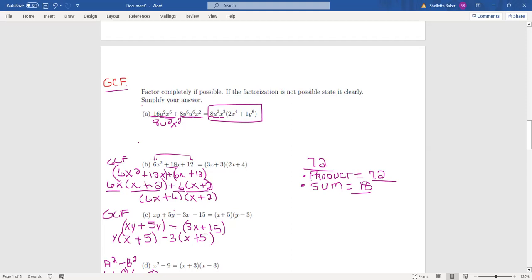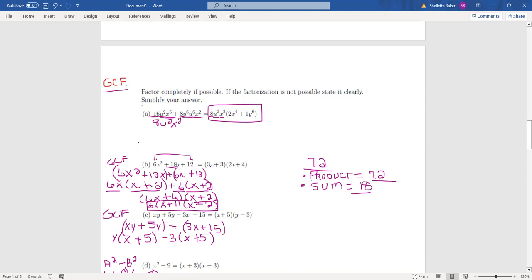Now notice that we can still factor from 6x and 6, we can factor out a 6. And that gives us x plus 1. And here we'll have x plus 2. So our final answer should be 6 times the x plus 1 times x plus 2. Now, if you factored another way, you should still wind up with the same answer.